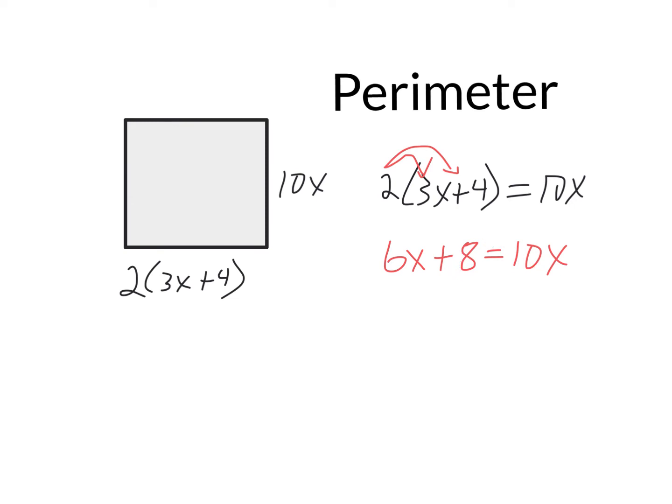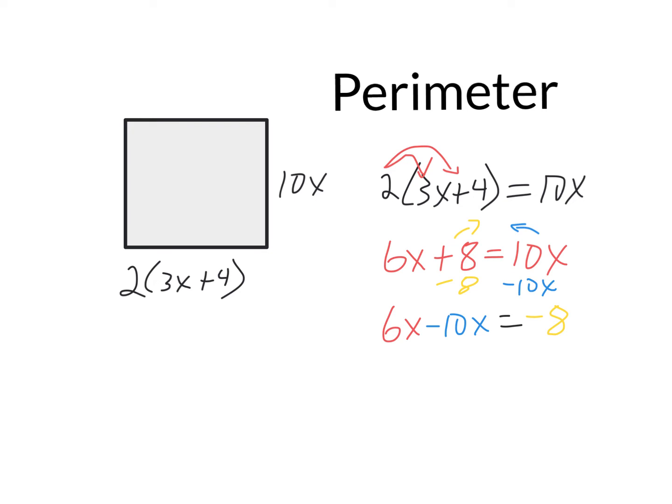Now I want to get my x's together on one side and my constants together on the other side. So one way to consider it is that I'm going to have to move this 10x over, and it's going to become the opposite, which is negative 10x. And I'm going to need to move this 8 over, and it's going to become negative 8. So I'm going to end up with an equation that says 6x minus 10x equals negative 8. That's the same as saying I subtract 8 from both sides or I subtract 10x from both sides.